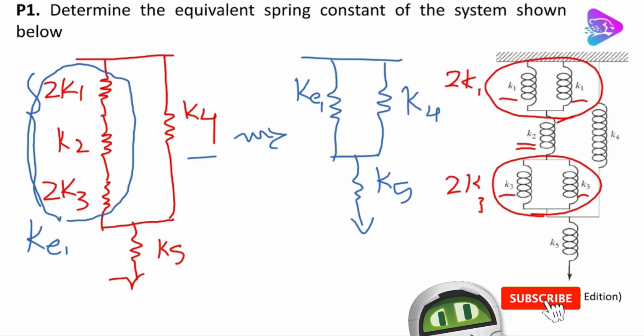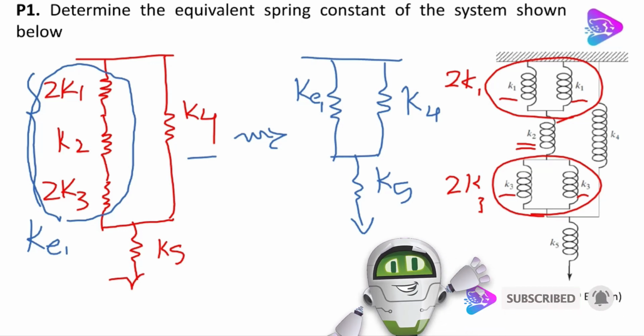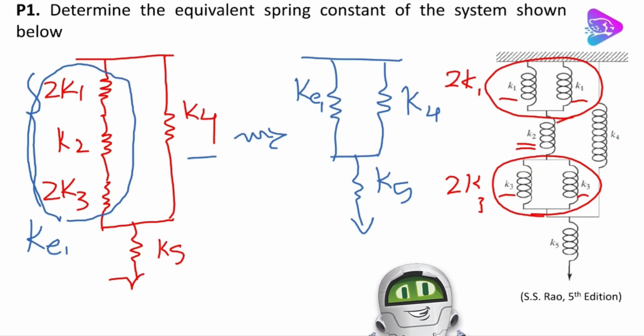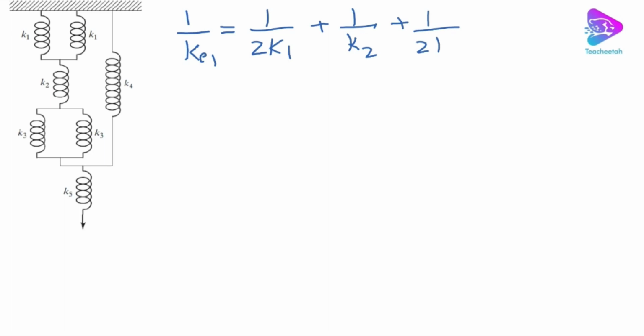Look at these 3 springs on the left hand side. We have 2K1, K2, and 2K3. So we can use the series connection formula, right? Let's see what we have. So we have 1 over KE1 equals 1 over 2K1 plus 1 over K2 plus 1 over 2K3. I hope you can remember these 3 terms, right?